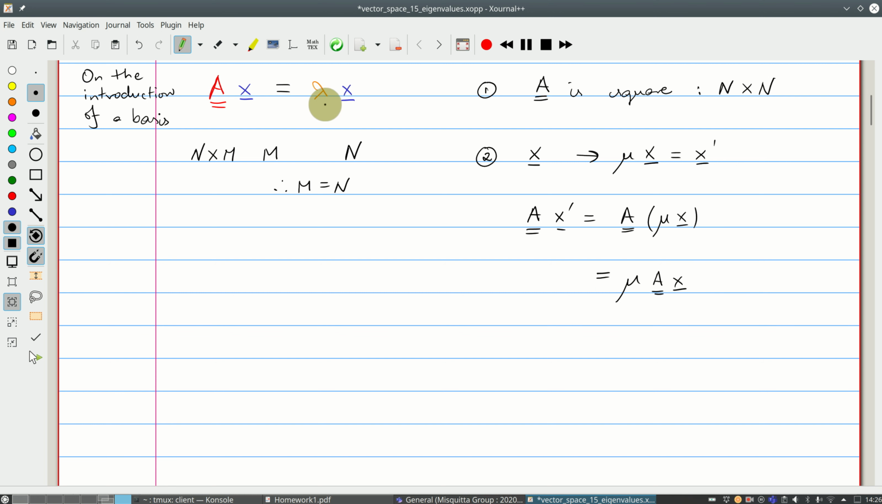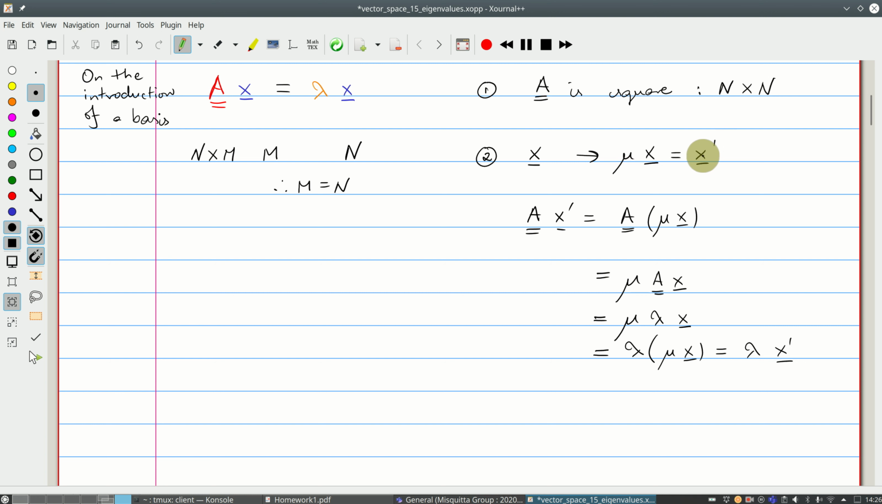A operating on x is lambda times x. So this will be mu lambda x, and now we can bring the mu back in and bring the lambda out. That's mu x, which is equal to lambda times x prime. So if x is an eigenvector, that means it satisfies this relation, then x prime, which is equal to some scalar mu times x, will also be an eigenvector.